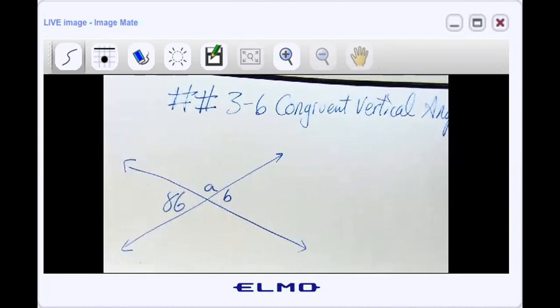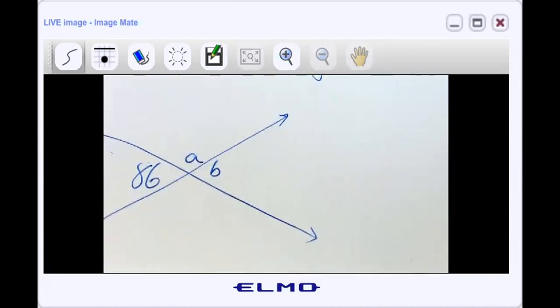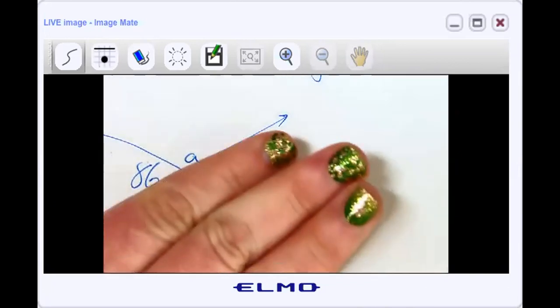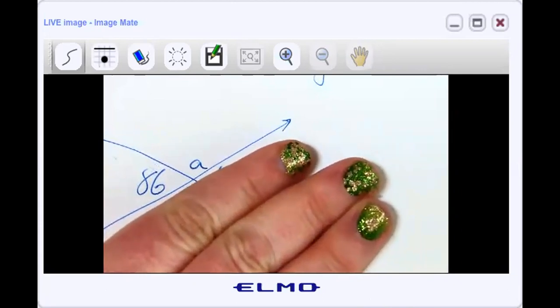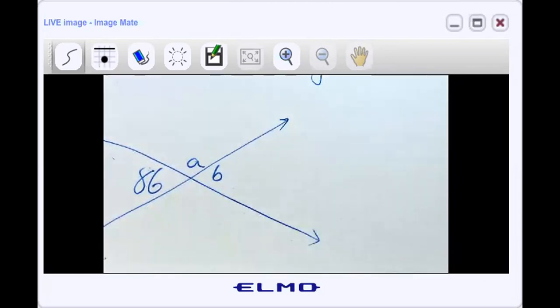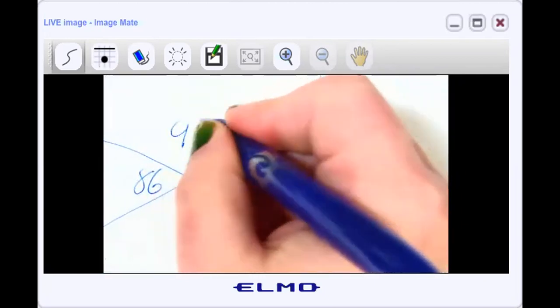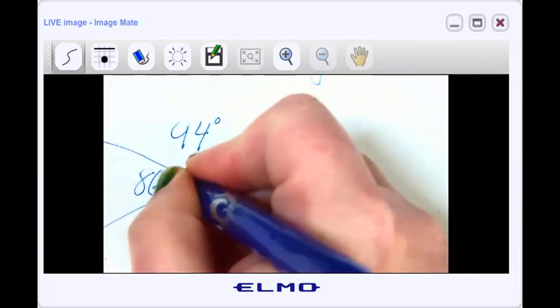So check this out. What we had done yesterday was we said, okay, take a look at those two angles right there. Those two angles, 86 and angle A, they are a linear pair. Those are supplementary. Those two together are going to add up to be 180, right? So you could find angle A that way by doing 180 minus 86. And what's that, 94? Great. Now I know that angle A is going to be 94 degrees.